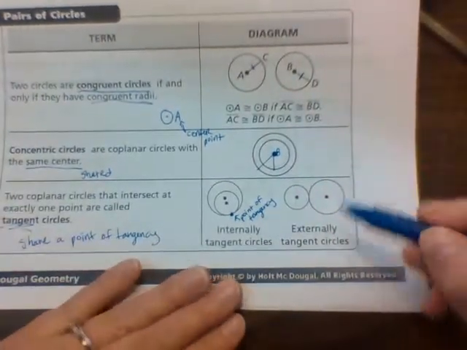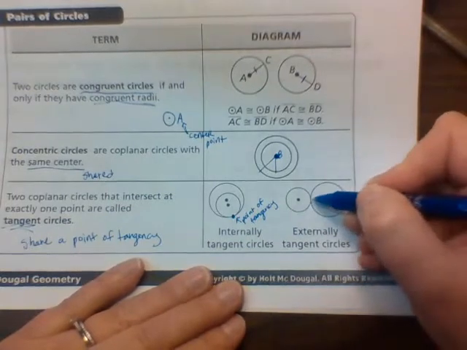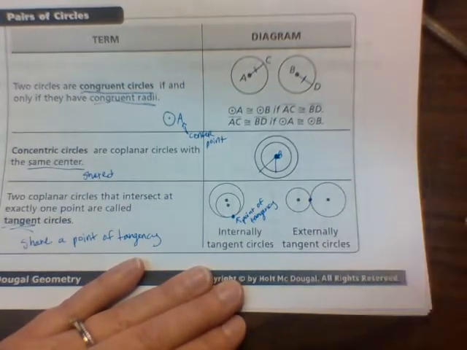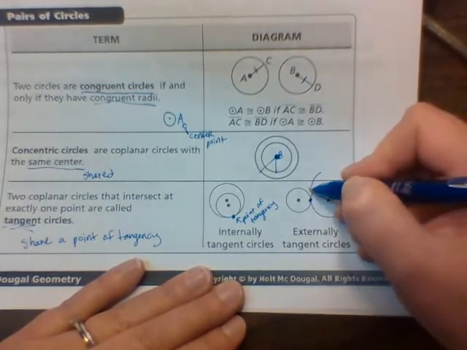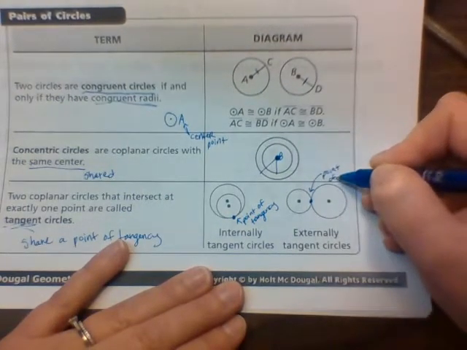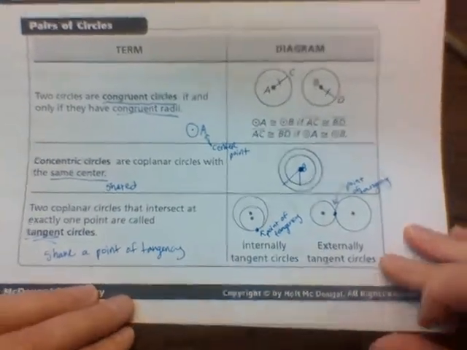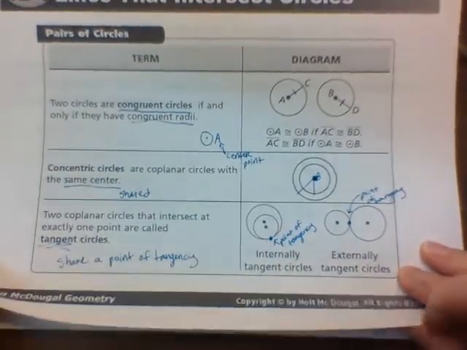All right, then over here we have externally tangent, so versus internally tangent, and again they just meet at 1 point, and that point is right here, your point of tangency. All righty, so those are a few of our pieces there.